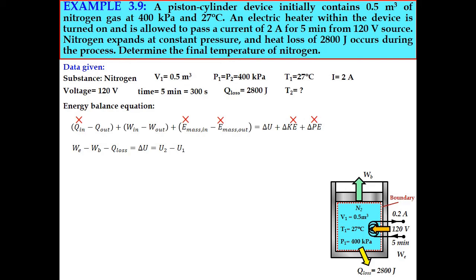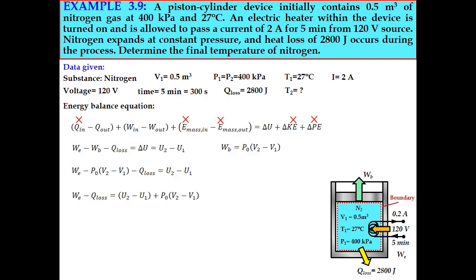So we will have WE, the electrical work, minus WB, the boundary work, minus Q loss equal to delta U, equal to U2 minus U1. And we know that the boundary work formula for constant pressure is WB equal to P naught, the constant pressure, multiplied by V2 minus V1. Just substitute the equation of WB into the energy balance equation for the system. So we have WE minus P naught multiplied by V2 minus V1 minus Q loss equal to U2 minus U1.